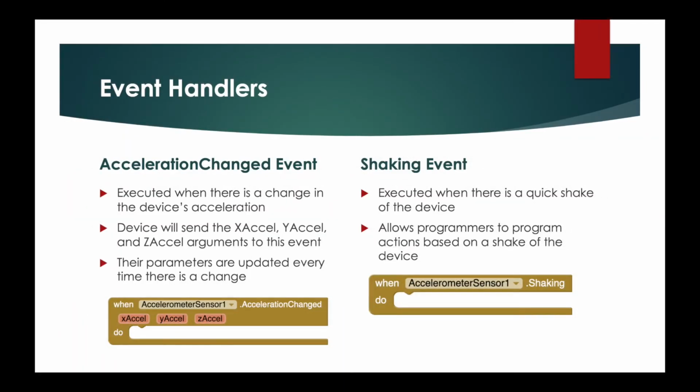Next, there are two event handlers that are linked with the accelerometer sensor, the acceleration changed event and the shaking event. The acceleration changed event is executed when there is a change in the device's acceleration. The device will send the x-axis, y-axis, and z-axis arguments to this event and their parameters are updated every time there is a change. The shaking event is executed when there is a quick shake of the device. This allows programmers to program actions based on a shake of the device.